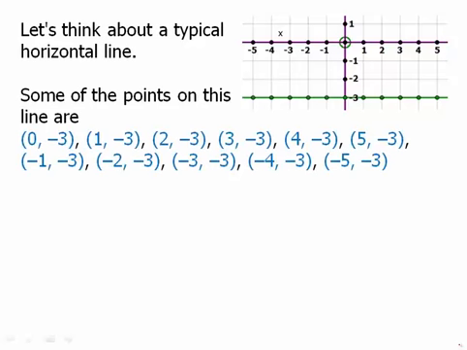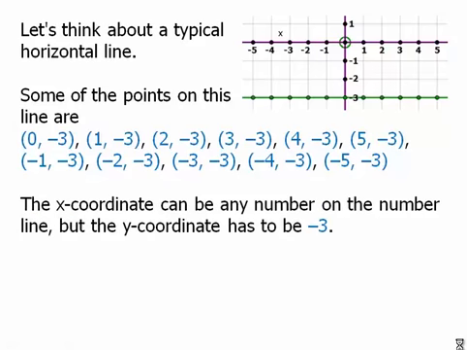Some of the points on the line are things like (0, -3), (1, -3), (2, -3), etc., (-1, -3), (-2, -3), etc. The x-coordinate can be any number on the number line. It could even be fractions. I haven't listed those, but it could be fractions as well. But notice that the y-coordinate is locked in place. The y-coordinate has to be -3.